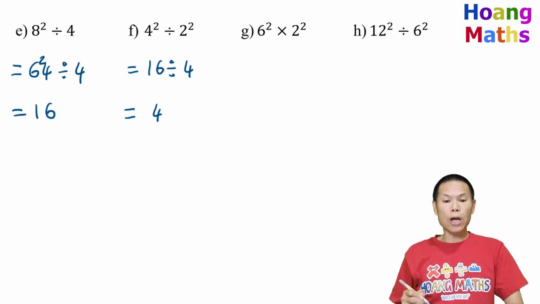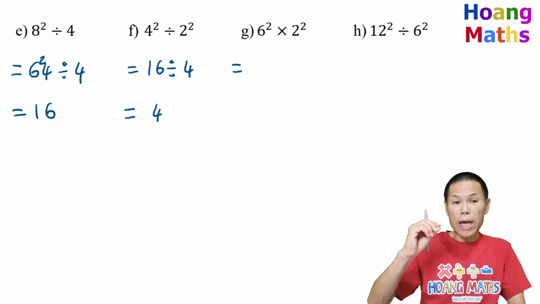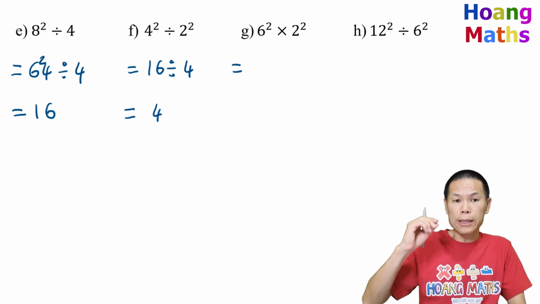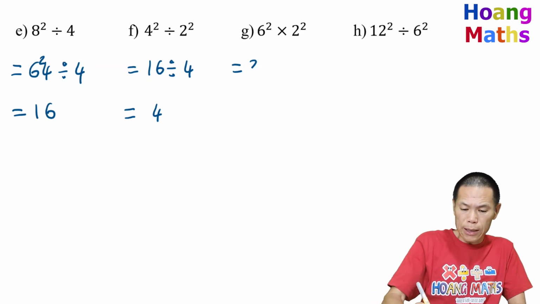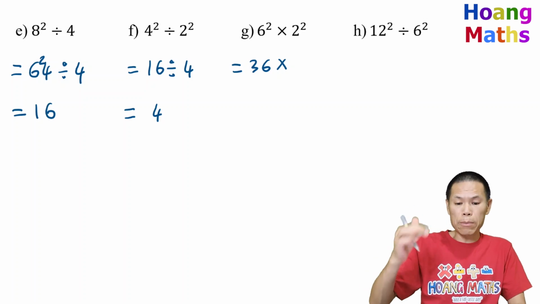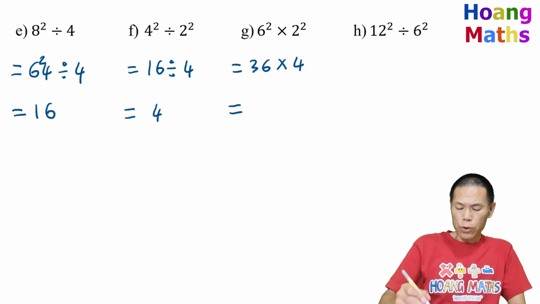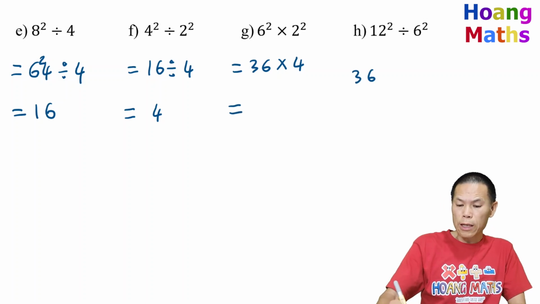So there you go. Part G. So we have 6 squared. 6 squared is 6 times 6, and 6 times 6 is 36. Times 2 squared means 2 times 2, so that gives me 4. So that is equal to, we just go 36 times 4.